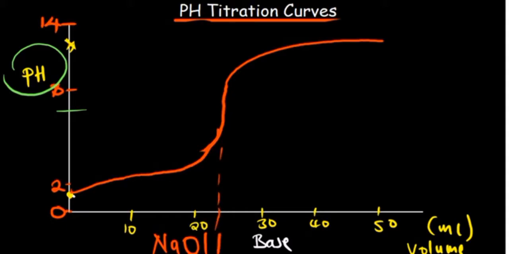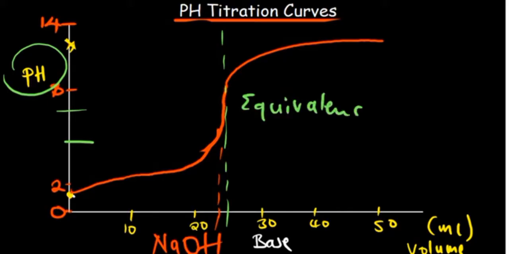sodium hydroxide, we'll observe that there's going to be this point where the volume is constant, you've not added any more, but you've seen that there is a change in the pH because the pH is changing. Okay, so that point there, we call it the equivalence point. It's very, very important to understand that.